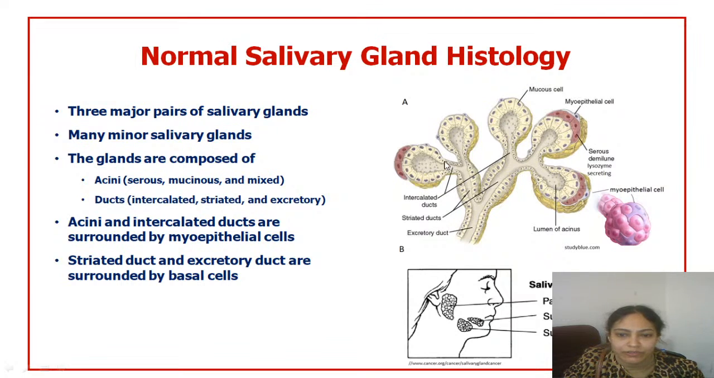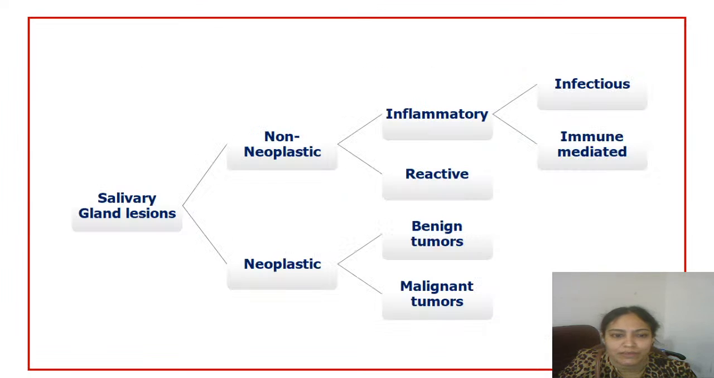So basically you have 2 types of cells. You have the luminal cells, which secrete and carry the secretions forward, and you have the abluminal cells, which support and permit the movement of these secretions forward. And when we go on to the classification of salivary gland tumors, you will see how they arise from luminal and abluminal cells.